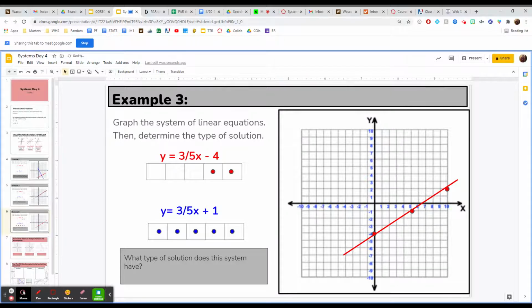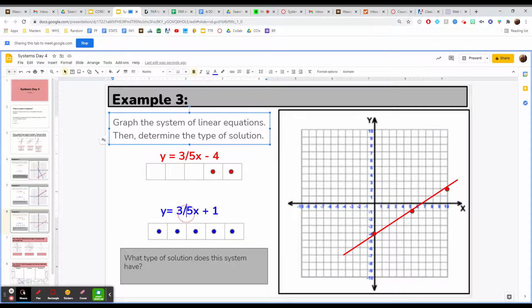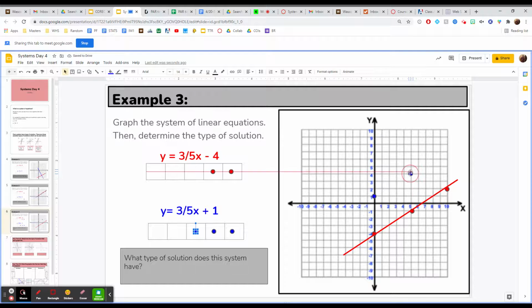And I want to move on to the second line. Now, if you pay close attention, the slope seems to be the same, 3 over 5. The change in y is 3, and the change in x is 5. The only thing different is the y-intercept. Now, the y-intercept is +1. So I'm going to go to +1. I'm going to grab my other point, and from the y-intercept, I'm going to go up 3, over 5. And I'm going to do that one more time from this point. Up 3, over 5.